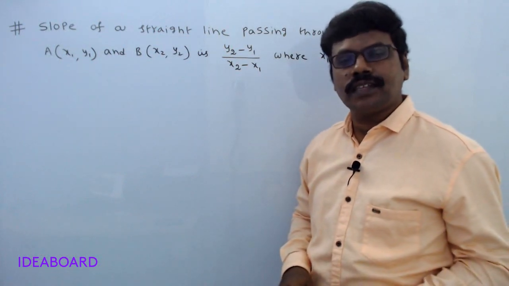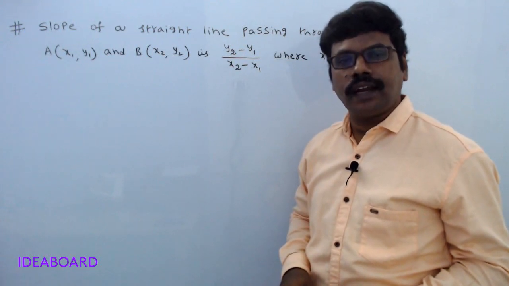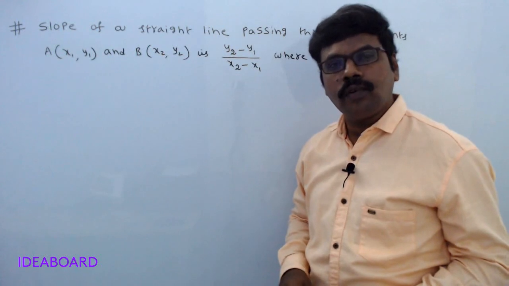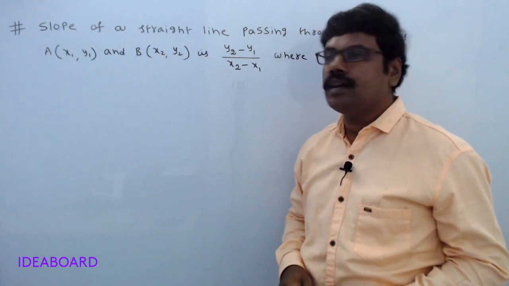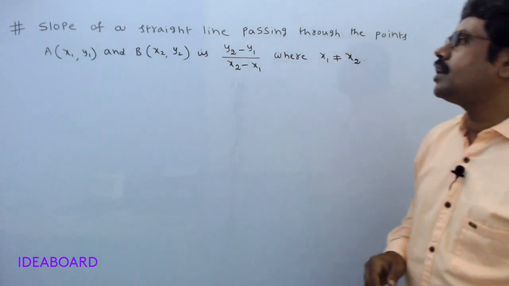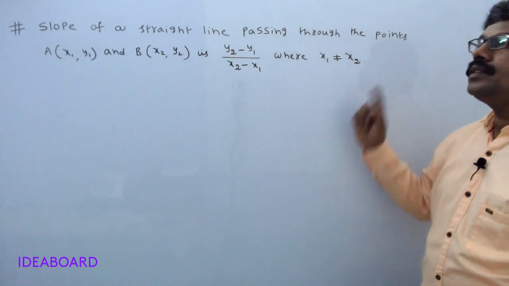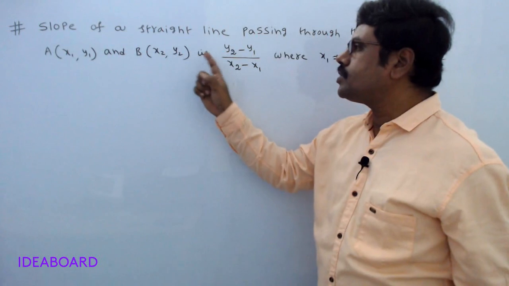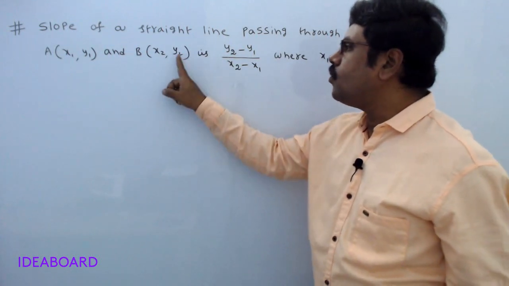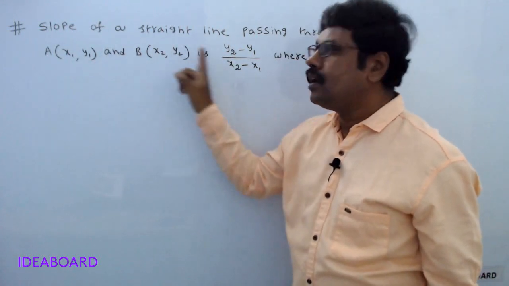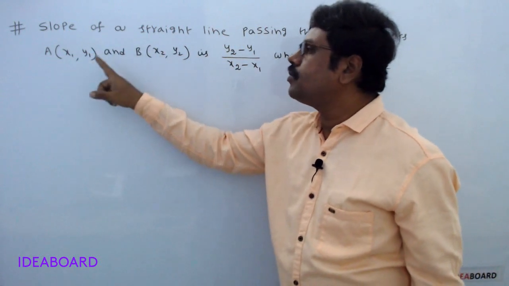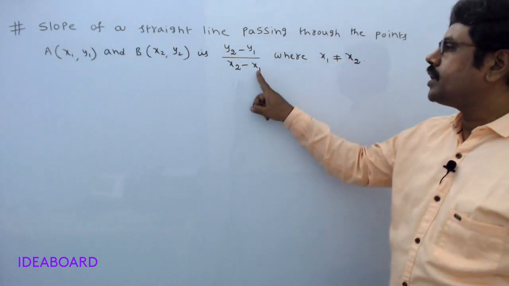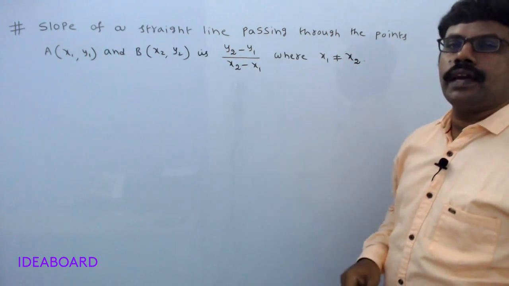Today we are going to discuss the slope of a straight line passing through two given points. Now come to the statement of the formula. Slope of a straight line passing through the points A(x1, y1) and B(x2, y2) is (y2 minus y1) divided by (x2 minus x1), where the condition is x1 not equal to x2.